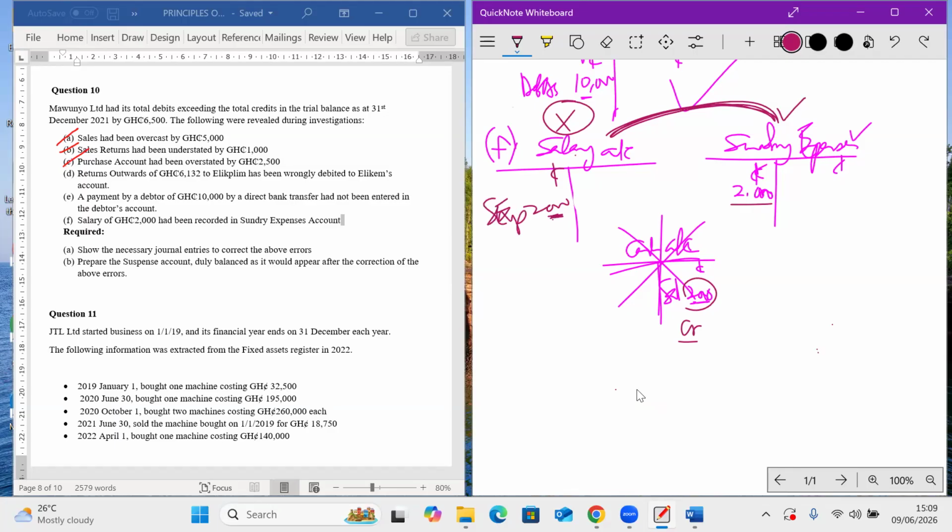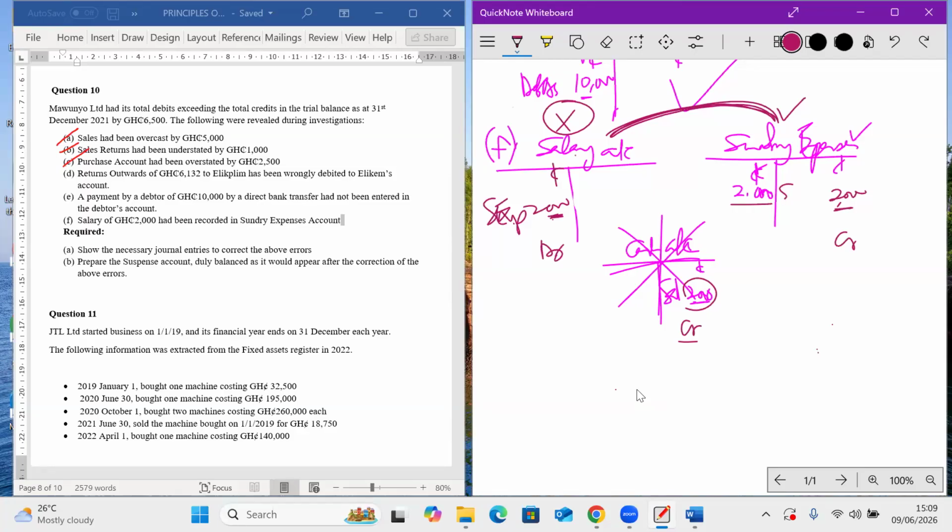So when I go to sundry expenses, salary is debit. When I go to sundry expenses, where will I record the 2,000? Credit side. This is debit. When I go to sundry expenses, where will I record the 2,000? Credit. Where is this 2,000 coming from?